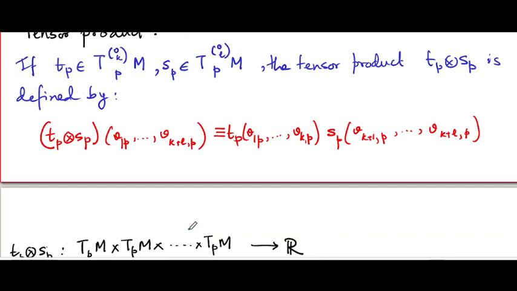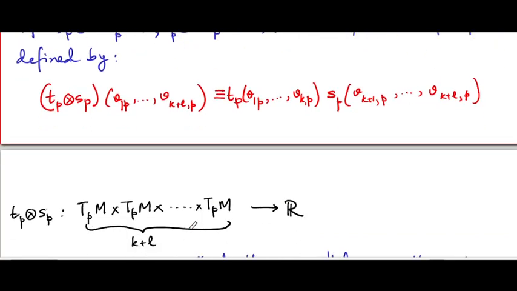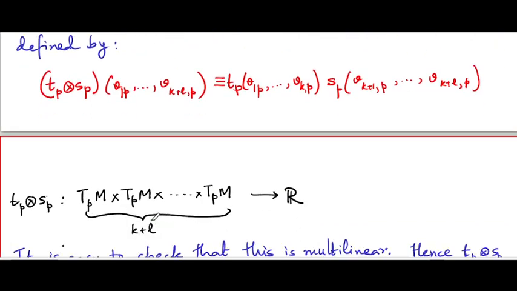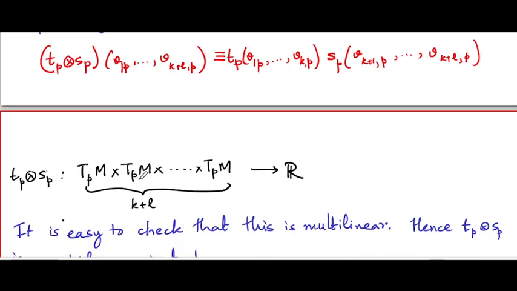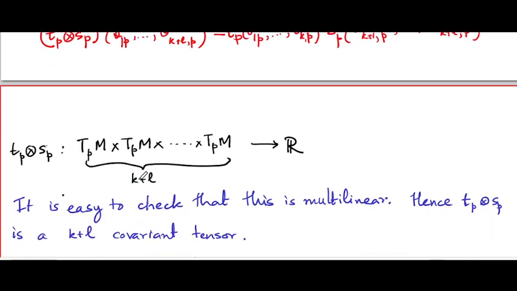Now, this, of course, gives you a map which acts on k plus L vectors and gives you a real number. So it is a map tentatively of the kind of a (0, k plus L) tensor. But in order to check that it's a tensor, what you need to really prove is that it is multilinear. But that is a very easy thing to prove.